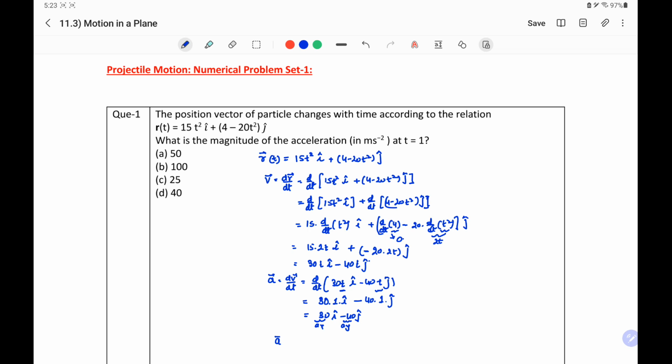Therefore, magnitude of the acceleration will be square root of ax square plus ay square. This will be equal to square root of 30 square plus 40 square, or square root of 900 plus 1600, that is square root of 2500, and it will be equal to 50 meter per second square. Hence option A is the correct option.